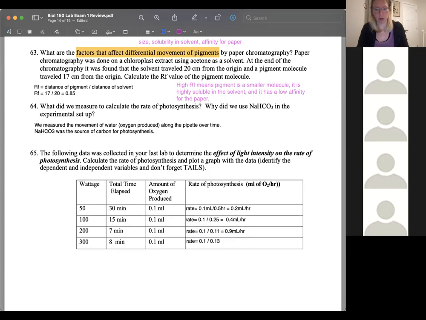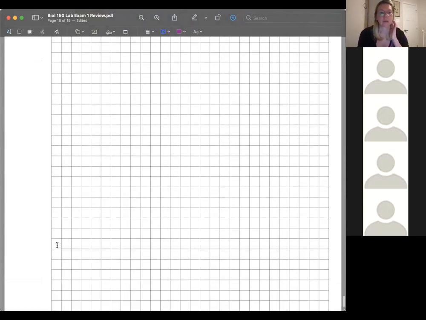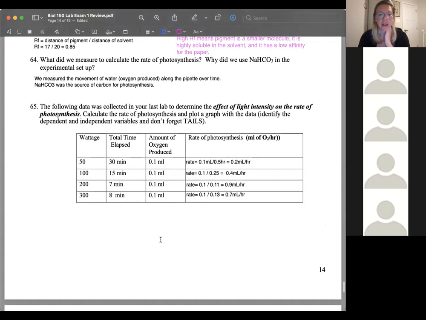So this was 0.13. 0.7. Great, yeah, 0.7 mils per hour. All right, I want us to make another graph. Oh, geez. Okay, well, we're not going to make the graph, but it is interesting to note that we see a peak rate of photosynthesis here with 200 watts, and then it starts to decrease a little bit beyond that.